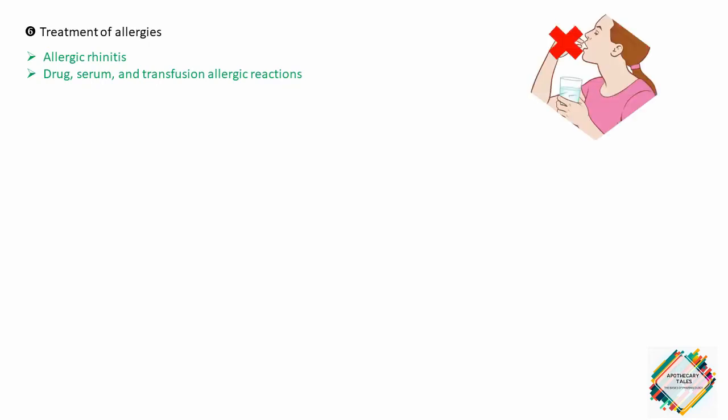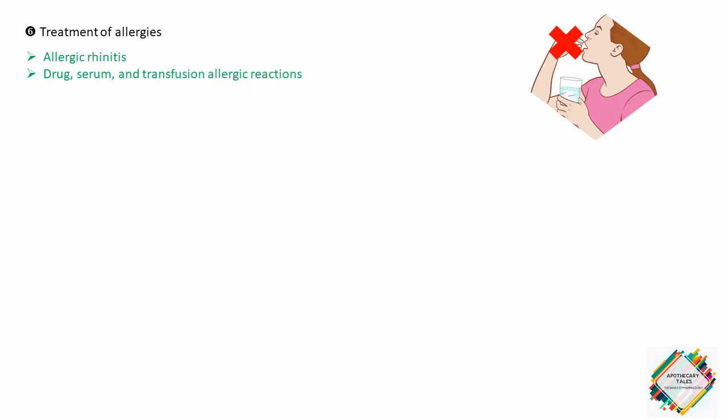Next is the treatment of allergies. Corticosteroids are beneficial in the treatment of allergic rhinitis as well as drug, serum and transfusion allergic reactions. In the treatment of allergic rhinitis and asthma, fluticasone and others are applied topically to the respiratory tract through inhalation from a metered-dose dispenser. The advantage of this is that it minimizes the systemic effects and allows the patient to reduce or eliminate the use of oral corticosteroids.